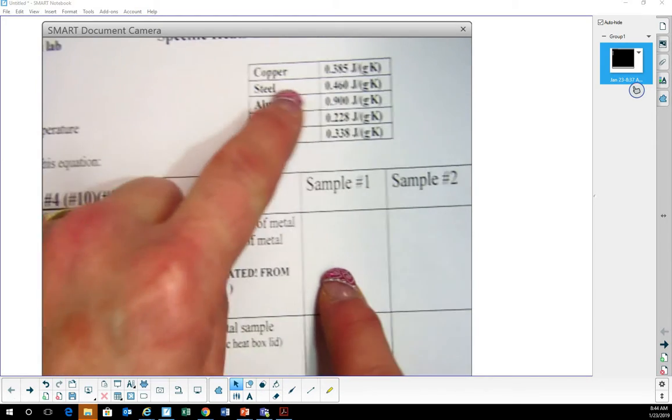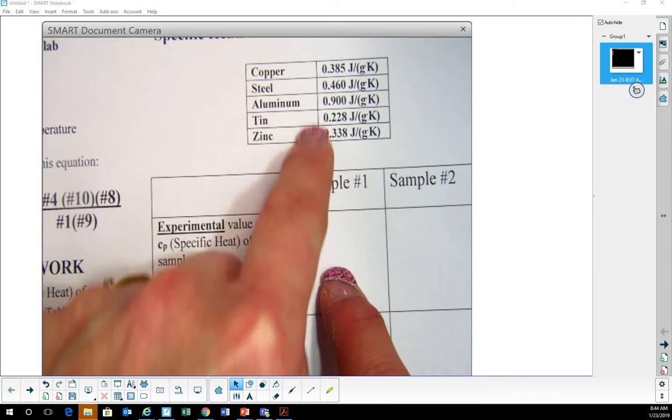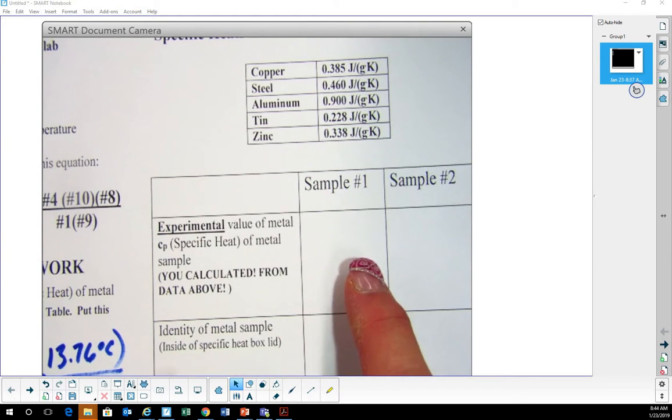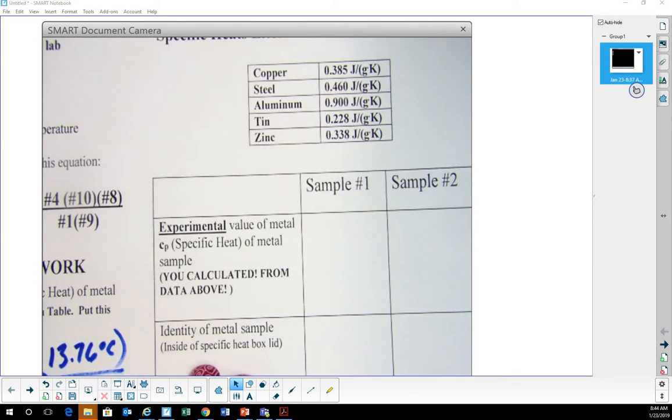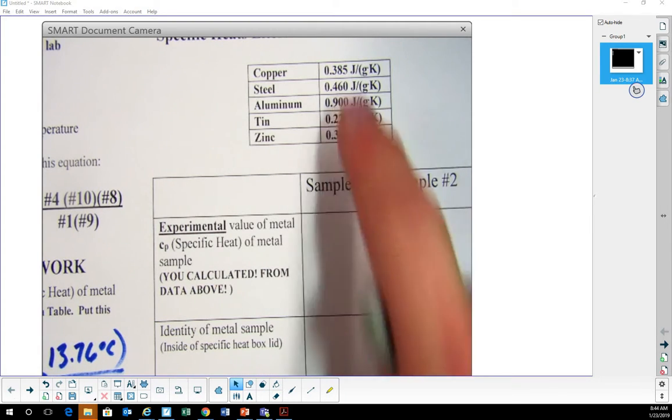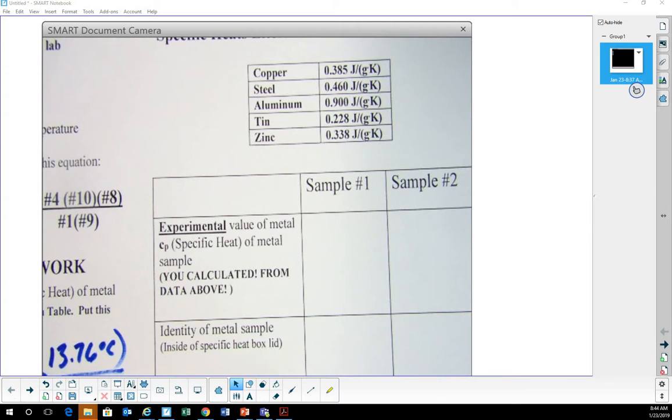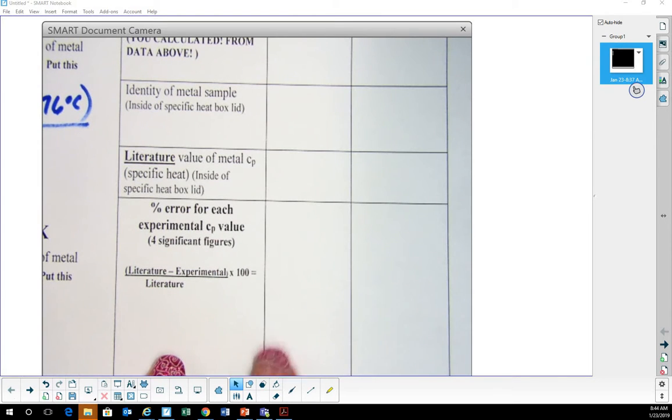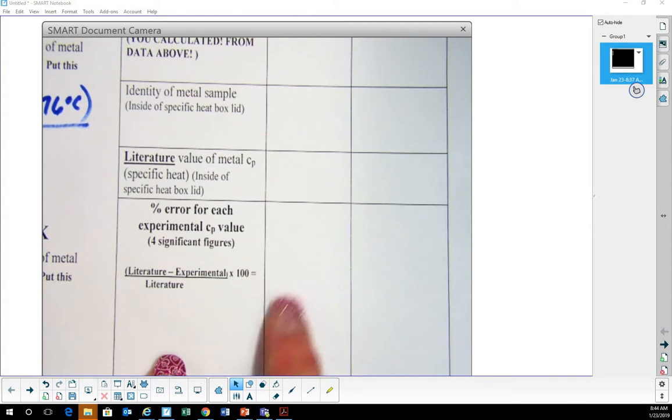Then right above here, I gave you the actual values you should have got. That's the literature value. So you have to know the identity of your sample. Maybe I had copper for number 1. Then I would put the literature value for copper, which is 0.385 joules per gram degree Kelvin. And then the last thing I do right here is find my percent error, and I've showed you how to do it. The literature minus the experimental, divided by the literature, times 100. You put that here.